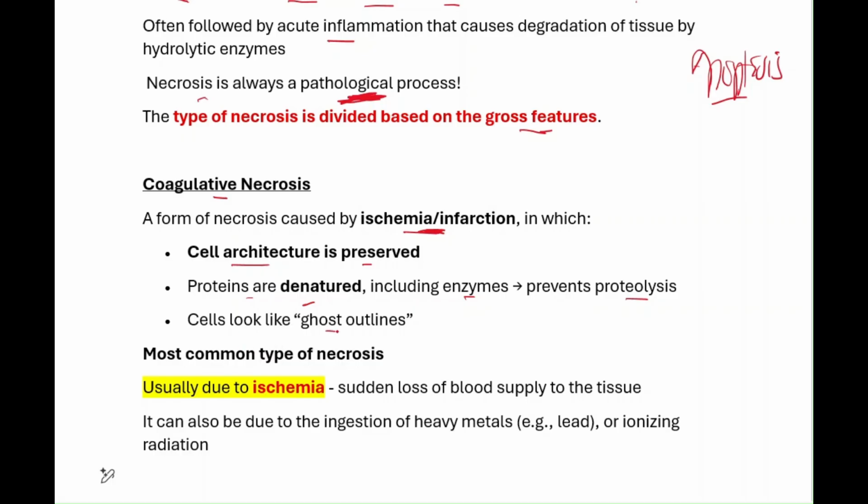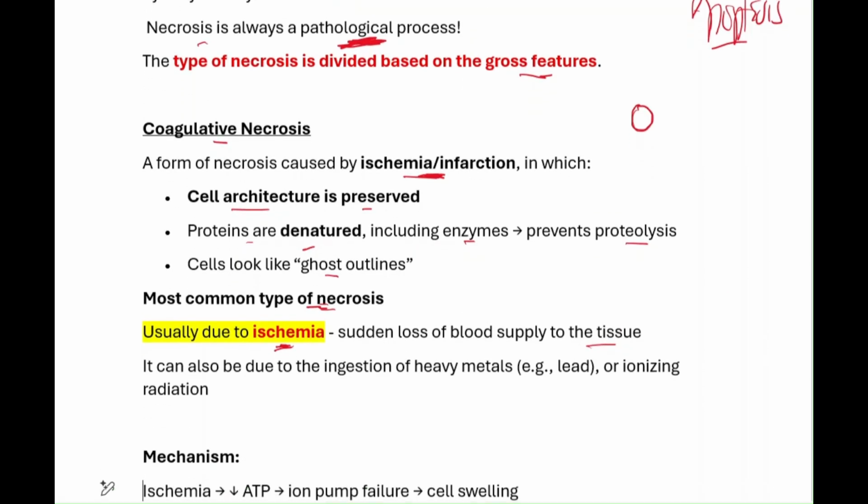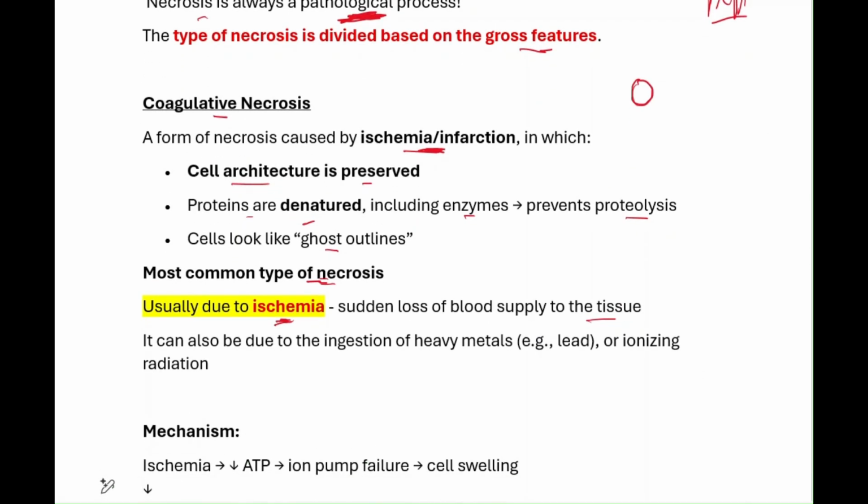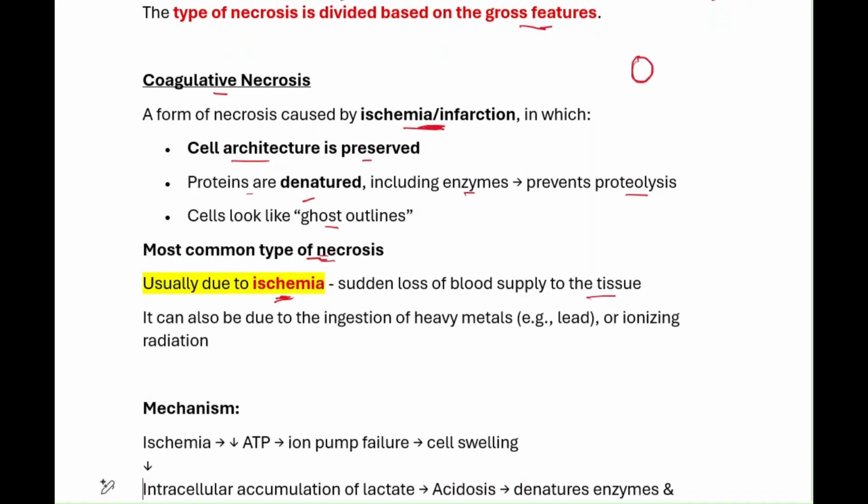And then the cell could look like a ghost outline, meaning that you have a cell, right, there's no nucleus in the cell, right, the nucleus has disappeared and it's just a dead cell. And the most common type of necrosis, so coagulative necrosis is the most common type of necrosis. And it's usually due to ischemia, right? When we use the word ischemia, it is sudden loss of blood supply to the tissue, and that could lead to infarction of the tissue, which can lead to what? Necrosis of the tissue.